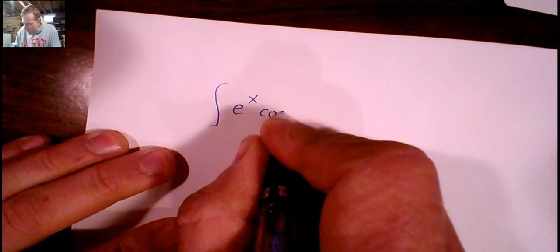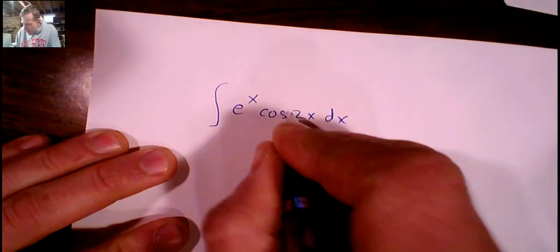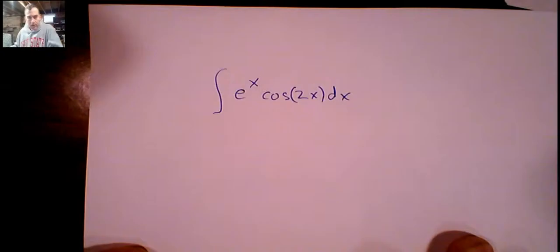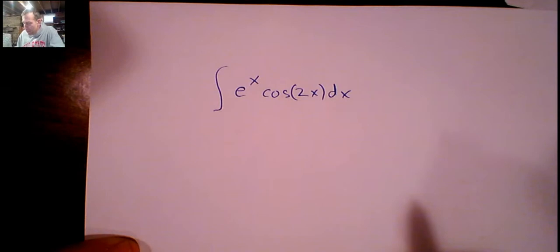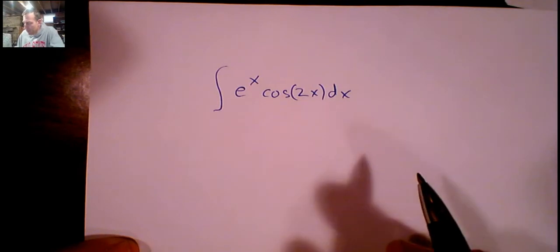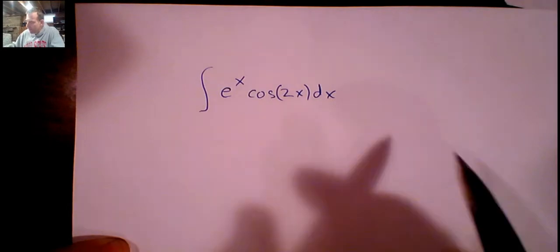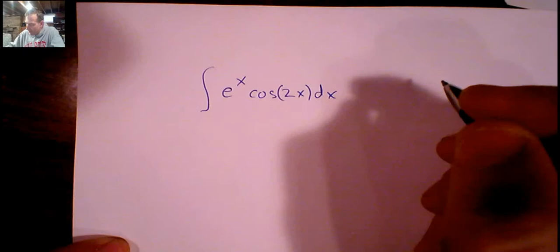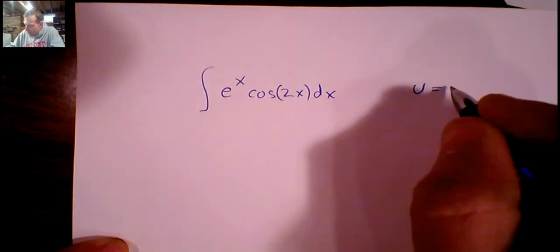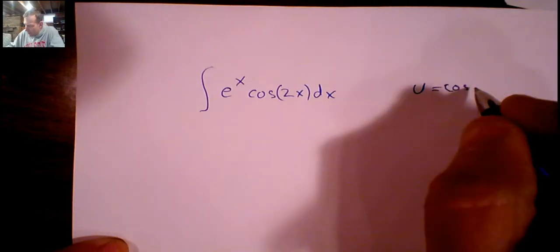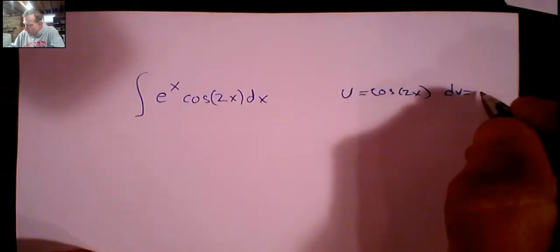So we want to integrate e to the x cosine of 2x with respect to x. And so the first step is to identify u and dv. And honestly, it doesn't matter in this one what you do. You can pick either one. But knowing that it'll be easier in the long run, I'm gonna use u equals cosine of 2x, and then dv is equal to e to the x dx.